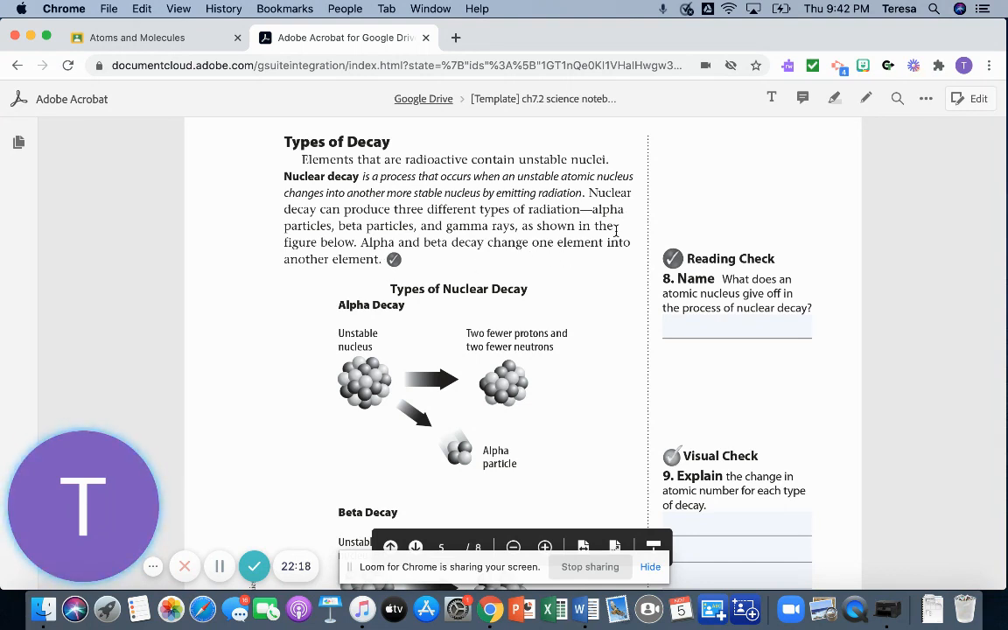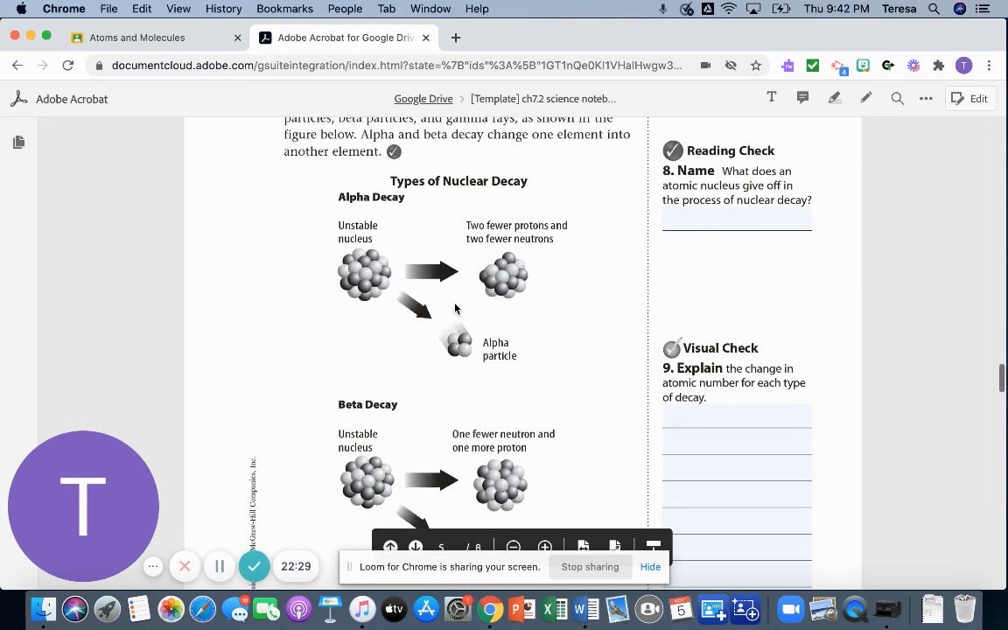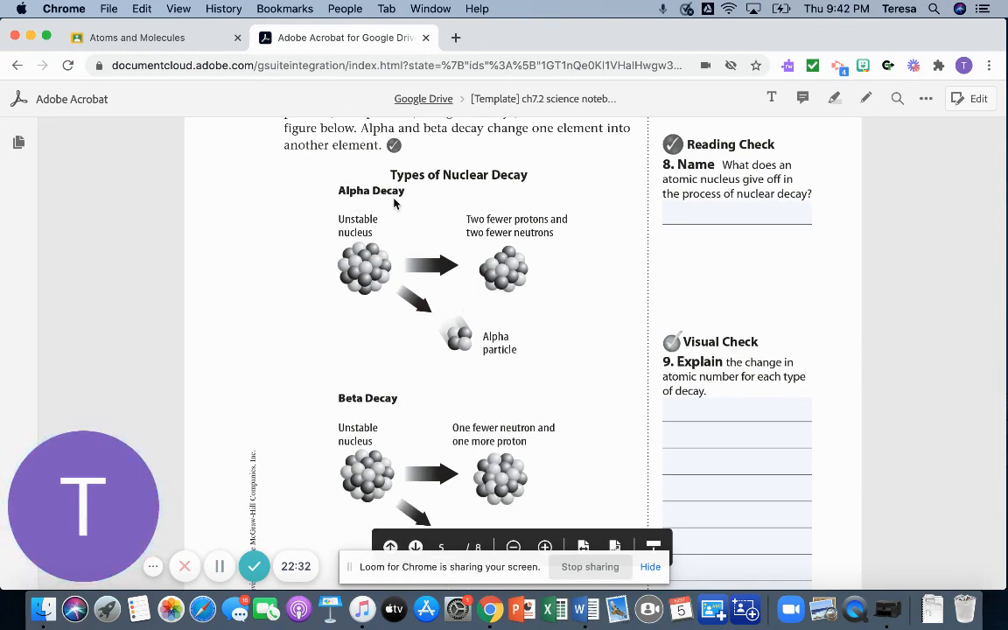Previously we've talked about alpha particles. Alpha particles were what were shot at the gold foil that helped us figure out that there was a nucleus. Now we're figuring out what those alpha particles were. In alpha decay, we have an unstable nucleus that is divided, and we split off from this nucleus an alpha particle. Alpha particles consist of 2 protons and 2 neutrons.